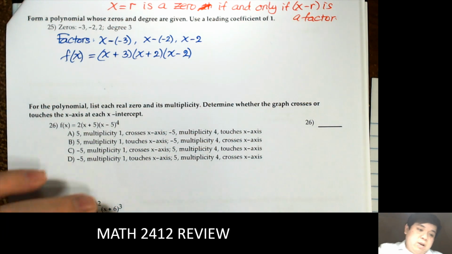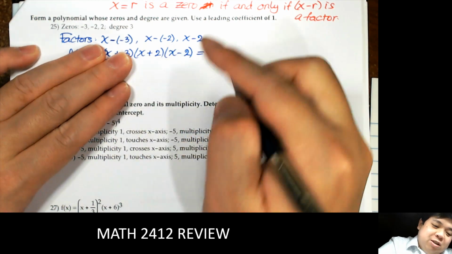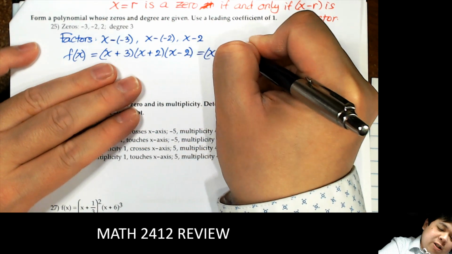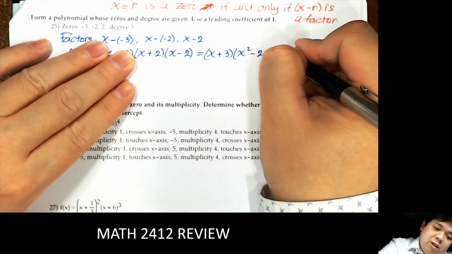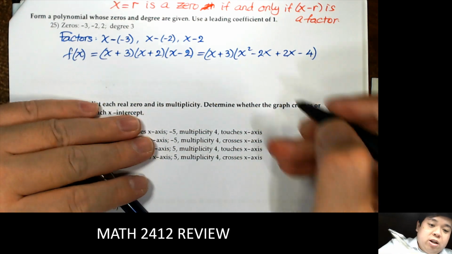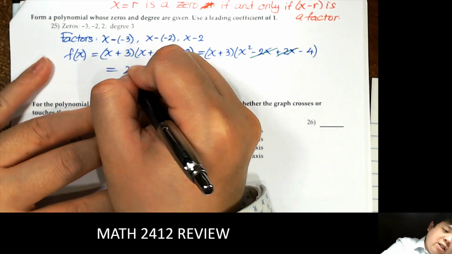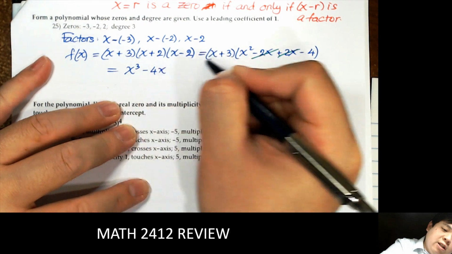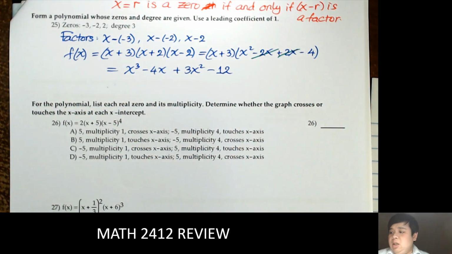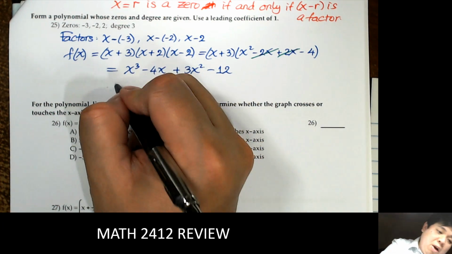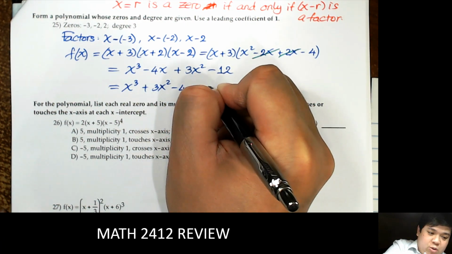All we need to do is just multiply this out. Right, I multiply these two first. Remember, those look like conjugates, right? So x plus 3 is still in front. x squared minus 2x plus 2x minus 4. Indeed, they are conjugates because we cancel those out. And then multiply this out again. x times x squared, x cubed, minus 4x plus 3x squared minus 12. Right, if we want to, we can put them in decreasing order of powers: x cubed plus 3x squared minus 4x minus 12.